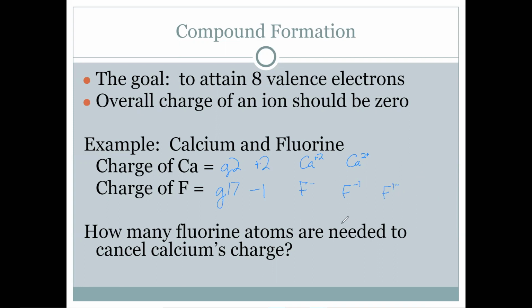So if you want to think about this for a second, I'm just going to use these two because they have the numbers there. How many fluorine atoms are going to be needed to cancel out calcium's charge? Because calcium has 2 positives and fluorine has 1 negative. So you should need 2 of fluorine to cancel out the positive charge of calcium. Hopefully that makes sense to you. I will show you a couple of tricks to figure this out really quickly.